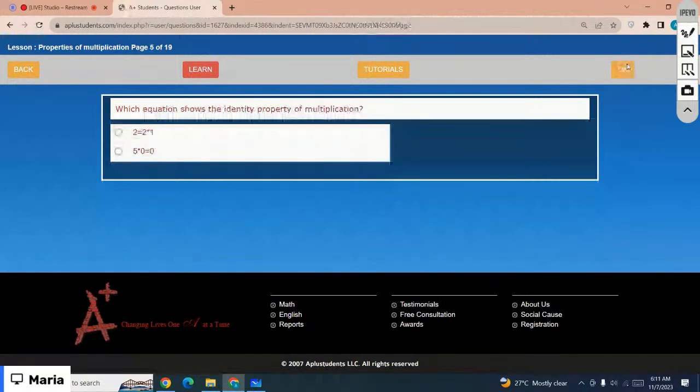Which equation shows the identity property of multiplication? So, which is the identity property? 2 equals 2 times 1 or 5 times 0 equals 0? Which is the correct option? Option number one is the correct option, right? 2 times 1 equals 2. That is the identity property.